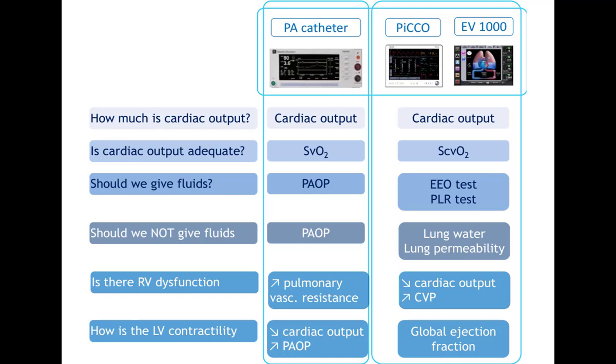Now this is a very good slide which tells you the comparison between a PA catheter and your newer devices. Both will give you cardiac output. Is the cardiac output adequate in the form of tissue perfusion? Is it achieving? Here the surrogate is SvO2, here you can do ScVO2. Should we give fluids? It's based on PAOP. Here it is based on some dynamic tests.